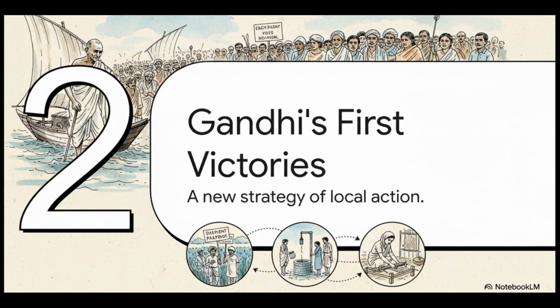And then everything changes. Mahatma Gandhi comes back to India in 1915, and he has a completely different playbook. Instead of making these grand national speeches, he starts small. He focuses on very specific local injustices to build trust and show people he's on their side.